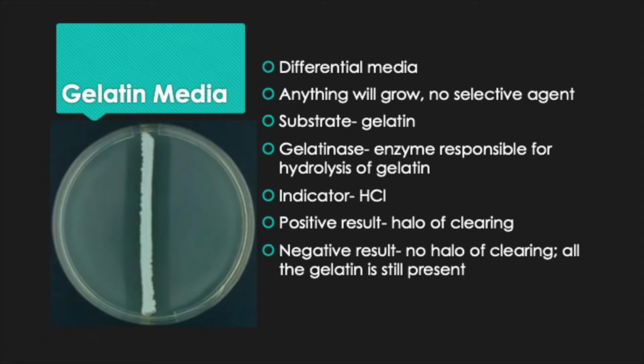So the first test, like I said earlier, is the gelatin test. This is a strictly differential type media. There is no selective agent in it. Pretty much anything is going to be able to grow on this plate. The substrate in the plate is called gelatin. That's where the name of the media comes from.